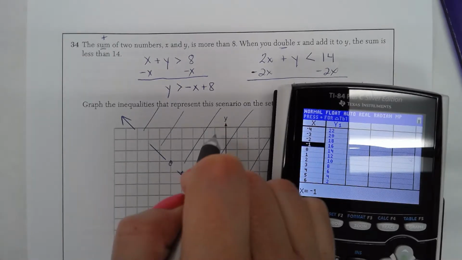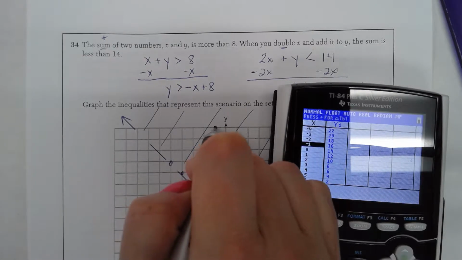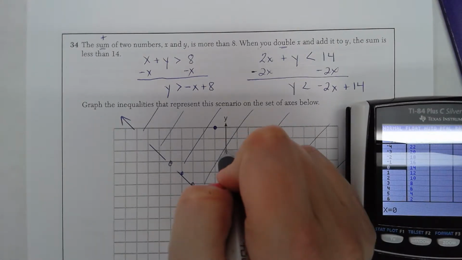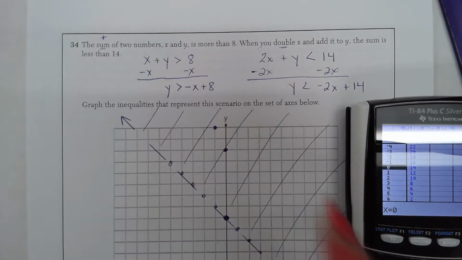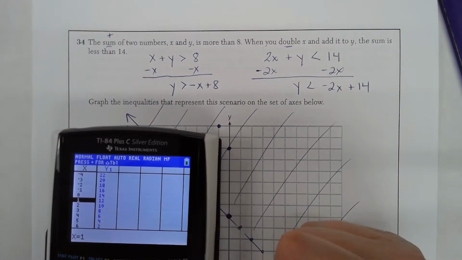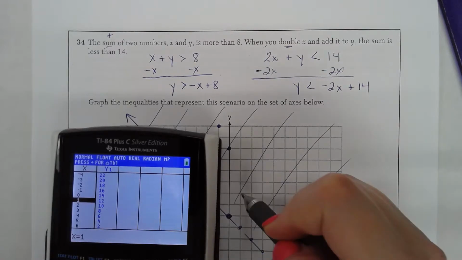1, 2, 3, 4, 5, 6, 7, 8, 9, 10, 11, 12, 13, 14, 15. Negative 1, 16, that's the very top of my graph paper. And then I have 0, 14. And then I have 1, 12. So I'm going to go over 1, 2, 4, 6, 10, 12.